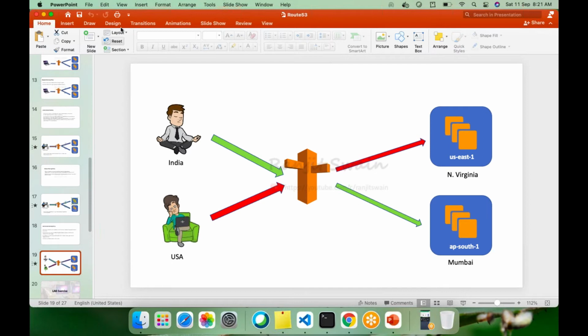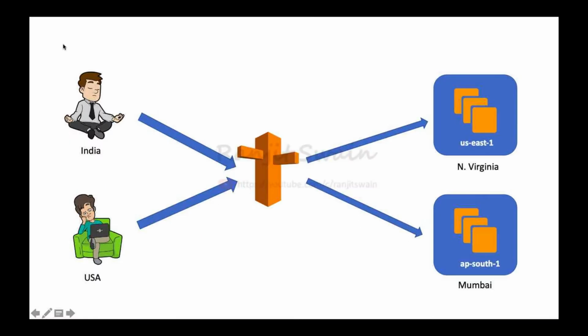Here's one example. Suppose someone from India is going to buy something. Route 53 will decide. First, it will check the location of the user. Based on the geographical location, it will check where this person is from by checking their IP address and all. It will find out that the location is India, and it will go to the server which is hosted in Mumbai.